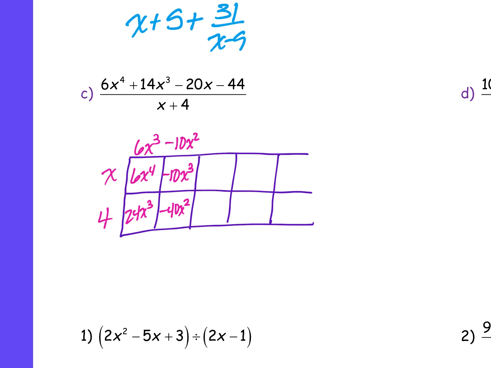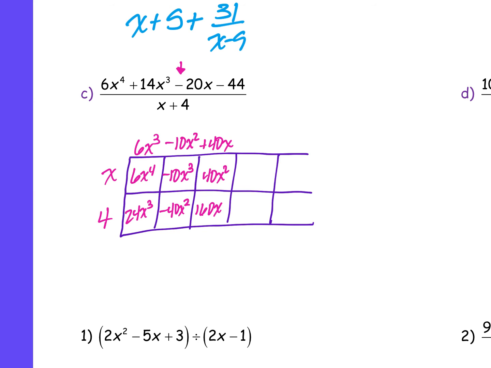Right here, everyone stops me and asks me the same question. There's no x squared here. What do I do? Well, that means there is an x squared. It's just a 0x squared. Do they have to write 0x squared? No. But there is an x squared. So what do I add to negative 40x squared to get 0x squared? 40x squared. Okay? So then what do I multiply x by to get 40x squared? 40x. And 40 times 4 is what? 160x. Okay.